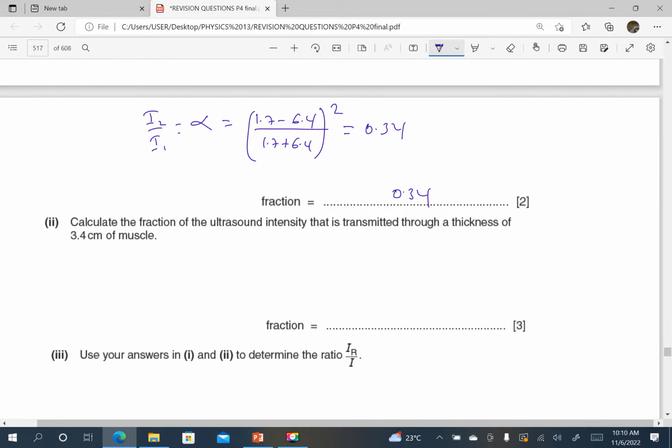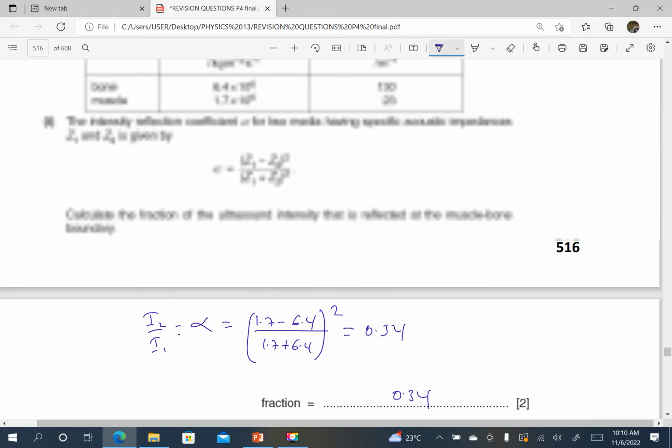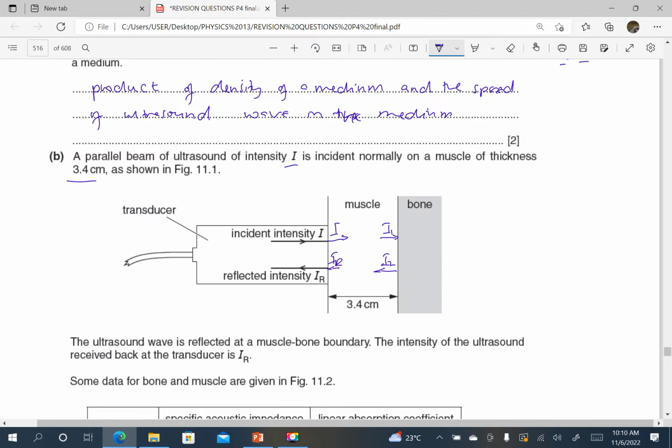Okay, part 2. Calculate the fraction of the ultrasound intensity that is transmitted through a thickness of 3.4 centimeters. So we want the intensity transmitted through the muscle. Remember, the intensity transmitted, now this will be I1, which has gone through the muscle, is going to be equal to what is incident on the muscle, that is I times e power negative mu x. So we want the fraction, that will be I1 over I. That's the fraction we need, which will be equal to e power negative mu times x.